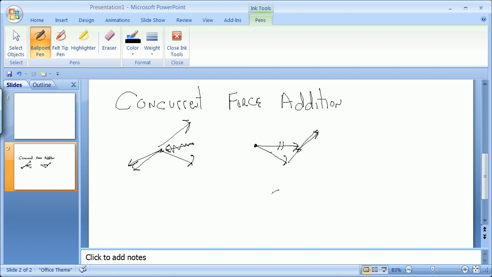If you're using subtraction, you add the opposite vector. So if this minus this is the same as this plus this, which of course becomes this, that's how you go about doing concurrent force subtraction. Subtracting is the opposite of addition, or adding the reverse, adding the opposite.